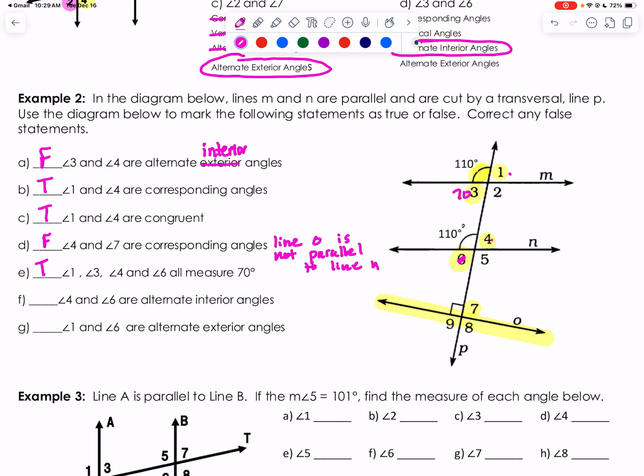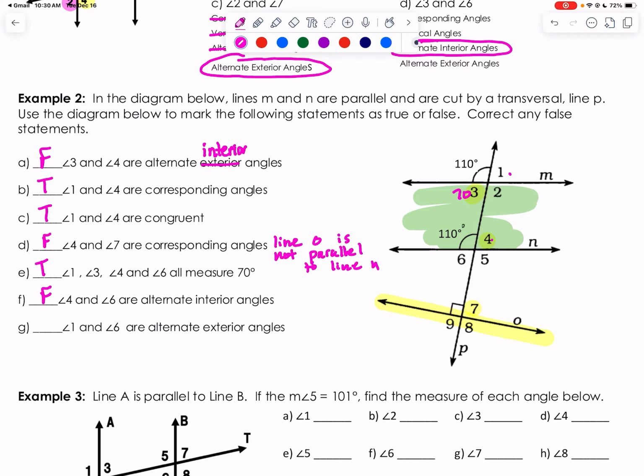All right, angle 4 and angle 6 are alternate interior angles. Angle 4 and angle 6 are alternate interior angles. Now, to be an interior angle, you have to lie inside or between the two parallel lines. So angle 6 does not lie inside the parallel lines. So I'm going to say that's false.